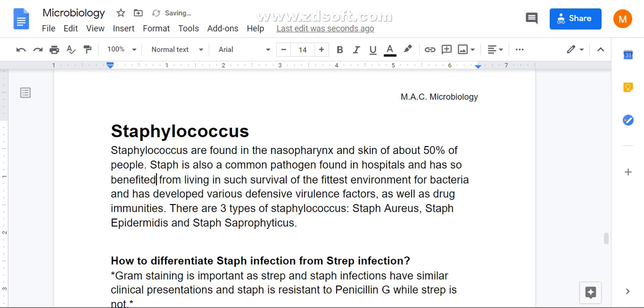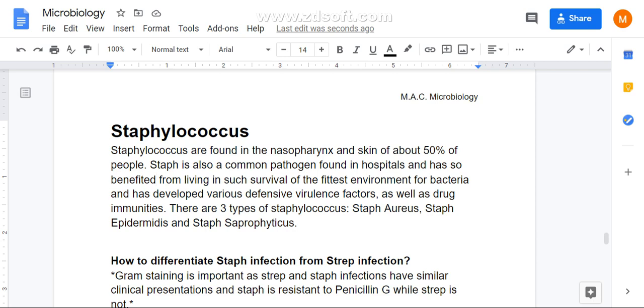Okay, so there are three types of Staph. Instead of the extra part five, right? So we don't have so much to remember this time around. So there's three types of Staph: Staph aureus, Staph epidermidis, and Staph saprophyticus.